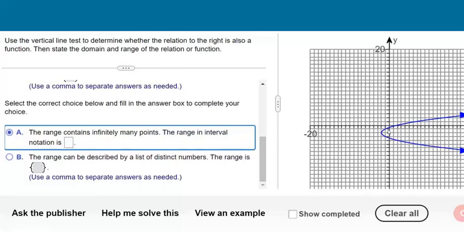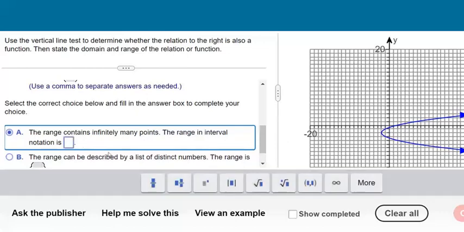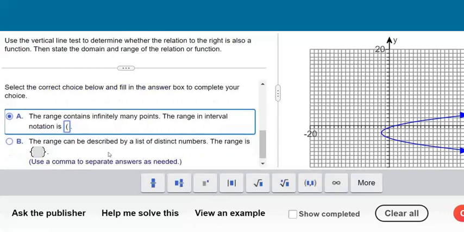You could have y equals -1, y equals -1.1, y equals -1.2, and so on. So there's an infinite amount of points. The lowest value, we never reach it. It's -infinity because this keeps going down. And the highest value is +infinity. It keeps going up.